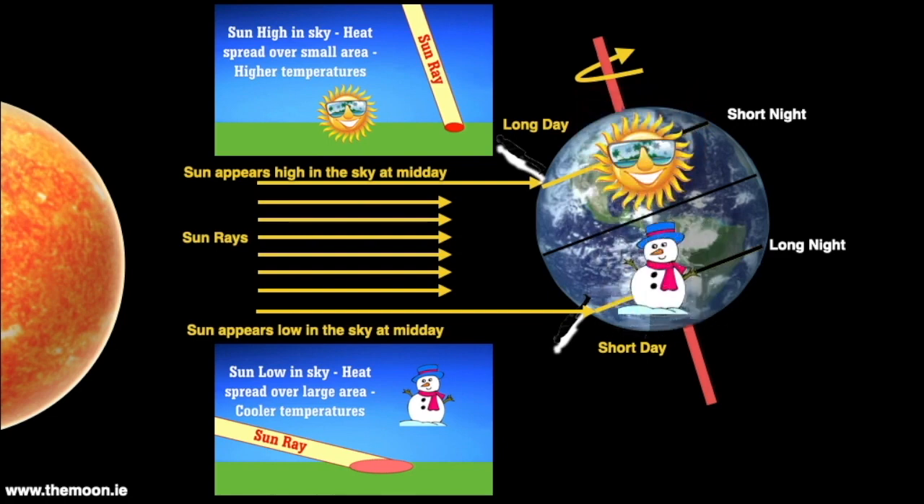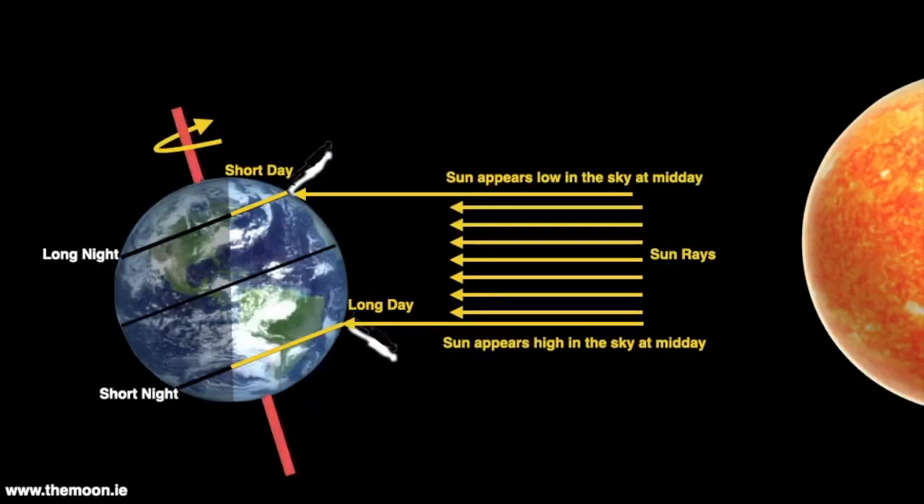And when the Earth travels to the far side of the Sun 6 months later, from a Northern Hemisphere perspective, the axis is now pointing away from the Sun, and so it is winter in the north and summer in the south.